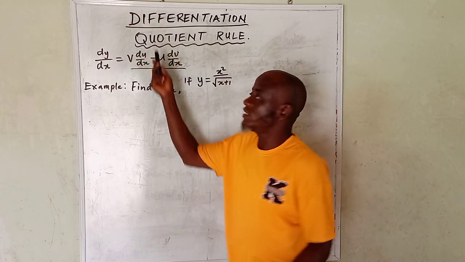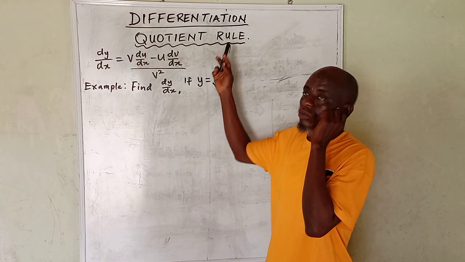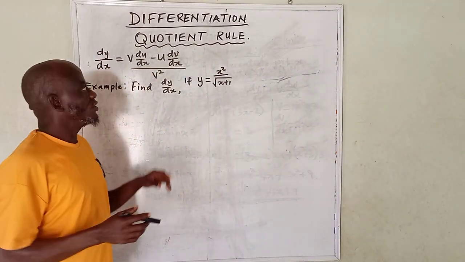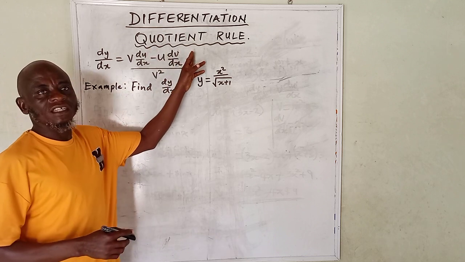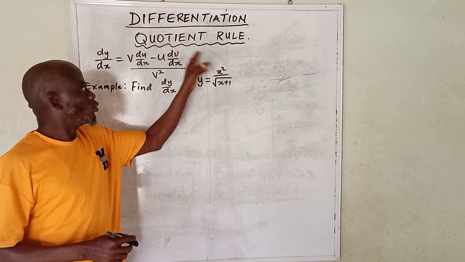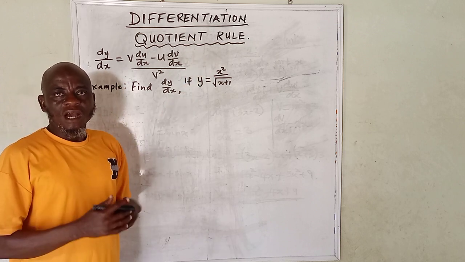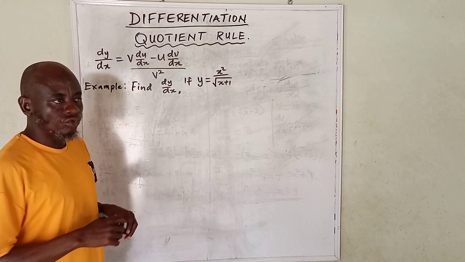Today we are going to look at differentiation part 2, quotient rule. In our last class, in my last video, I looked at product rule. But in this video, we are going to look at quotient rule. So what is quotient rule? How do we apply it? How do we know that it is quotient rule that we are to use?